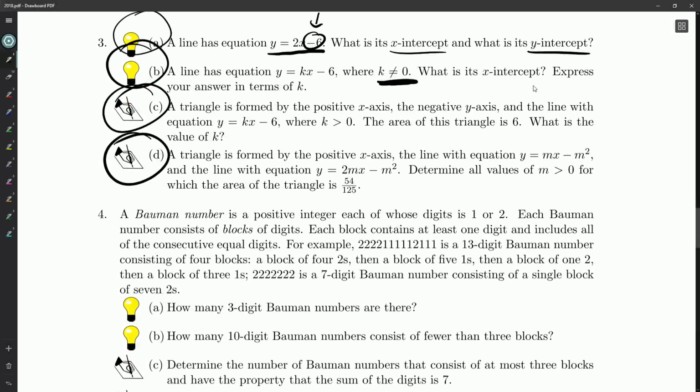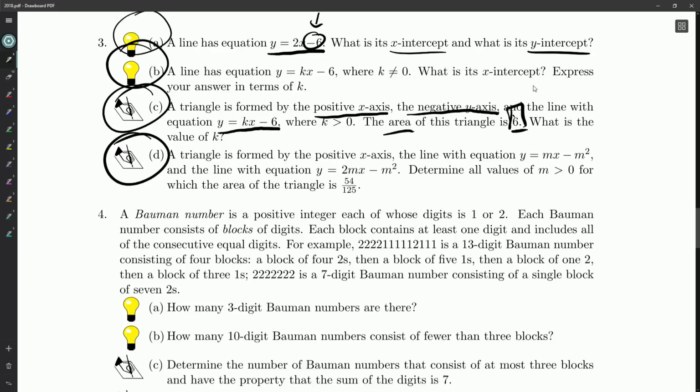So C. A triangle is formed by the positive x-axis, the negative y-axis, and the line with equation y equals kx minus 6, where k is greater than 0. The area of this triangle is 6. What is the value of k?